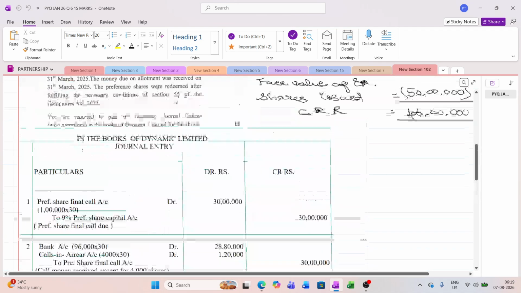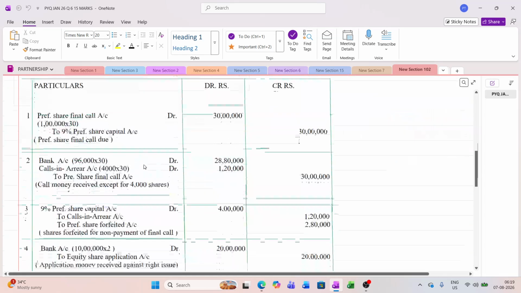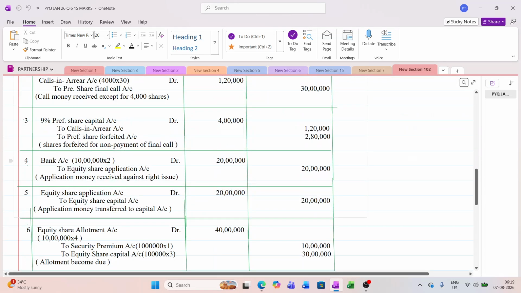Then for allotment, they have given it for 4 rupees, which includes a premium of 1 rupee. Okay. So now allotment due is made. Allotment due is 4 rupees, 40 lakh, and securities premium is 1 rupee, and the balance will go to the capital account. All of you know that only the face value goes to the capital account. Only these two face values, 20 lakh rupees and 30 lakh, gone to share capital account, will be taken for redemption of preference shares.